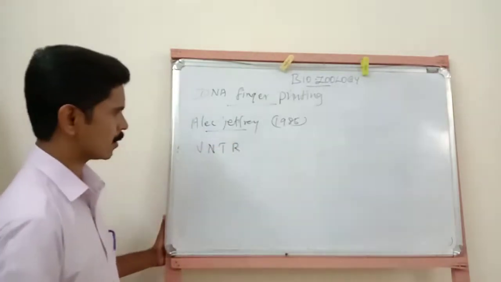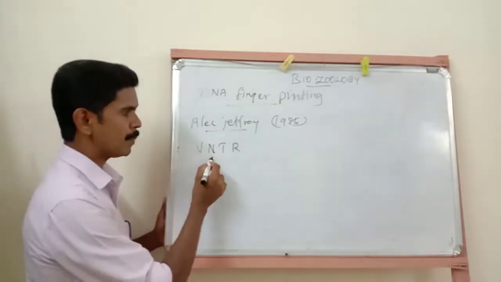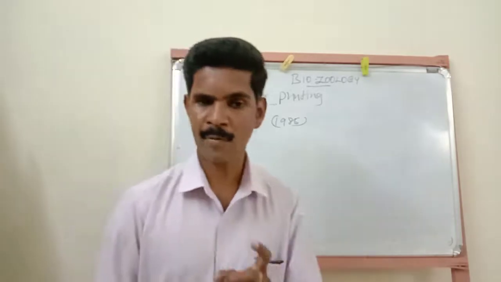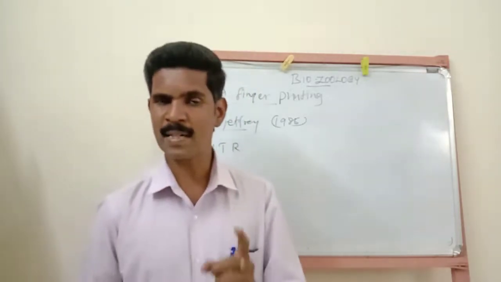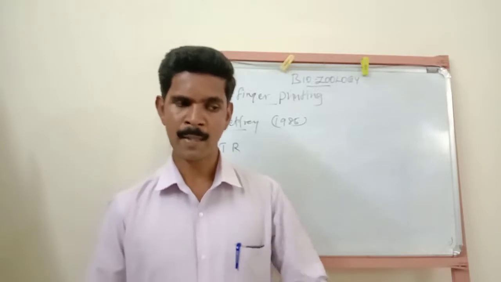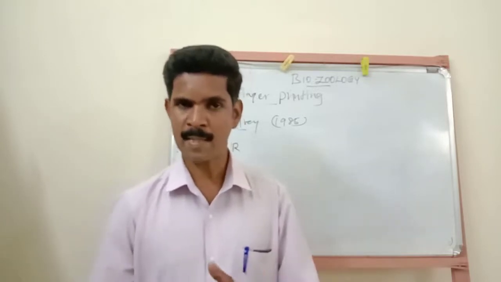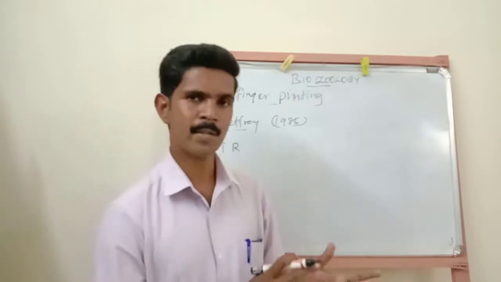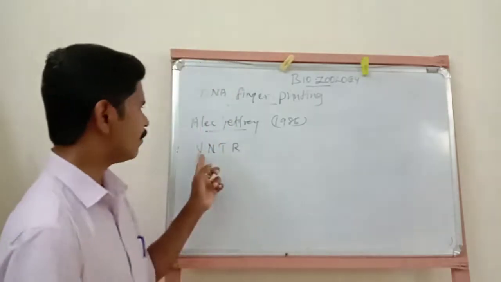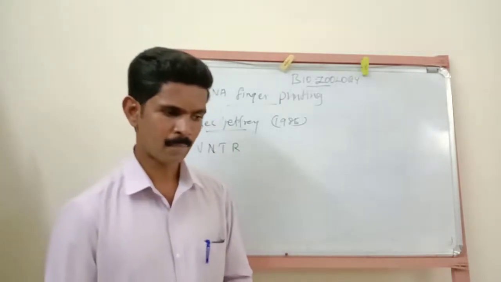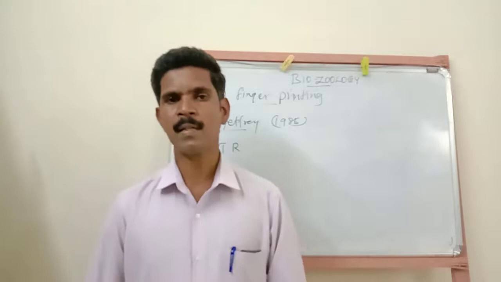VNTR sequence. Listen very carefully, the full form is variable number tandem repeats. Let me repeat this last point: in our body cells, a specific sequence is present in the DNA molecule. It is called the repetitive nucleotide sequence, otherwise called the VNTR sequence.